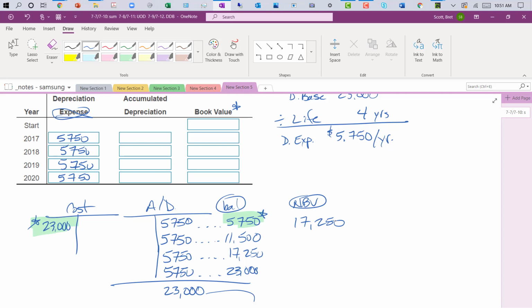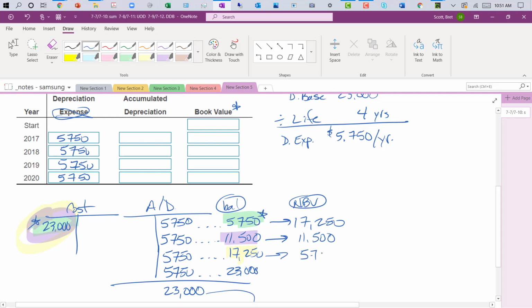Trust but verify. Okay. So that's my net book value at that point. Next year, do the same thing. 23,000 minus my accumulated depreciation. Excuse me. 23 minus that happens to be 11,500. Do the same thing again the next year. Net book value must be 5,750. And then the final year, we don't really need to do the math, but 23,000 minus 23,000, that net book value is 0.